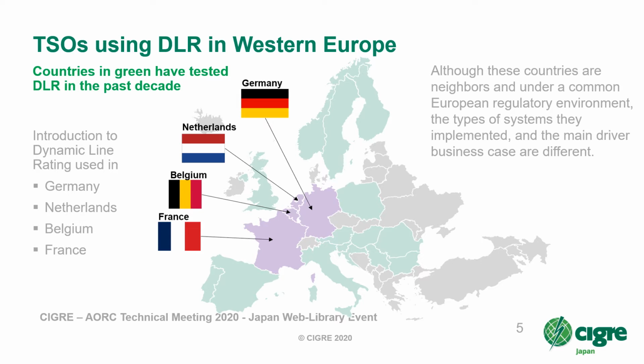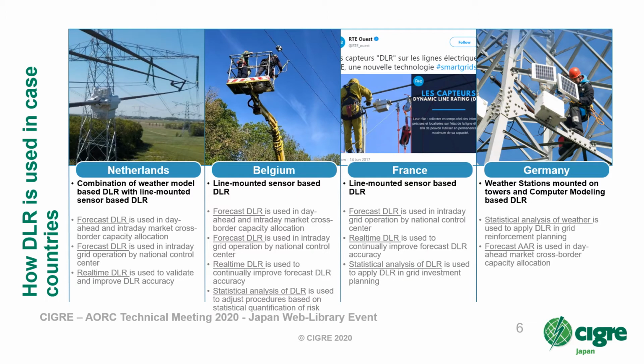However, the way they use dynamic line rating differs because the main driving business case is different due to local specifics. Different types of dynamic line rating are used in each of the 4 countries. In Belgium and France, line-mounted sensor-based dynamic line rating is used. In the Netherlands, they use the same line-mounted sensor, but the measurements are used to validate a computer weather modeling-based dynamic line rating. In Germany, they prefer to use dynamic line rating systems based on computer modeling of weather only. With this method, the dynamic line rating accuracy is low, and this is why they install weather stations to improve the data quality, like those shown in the picture on the right.